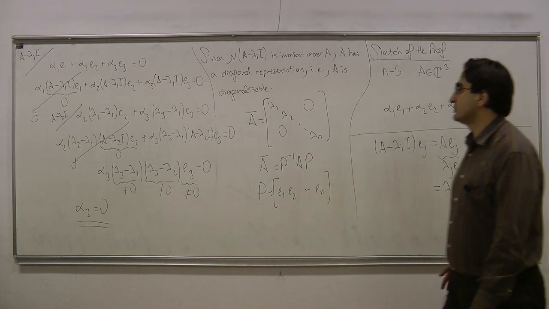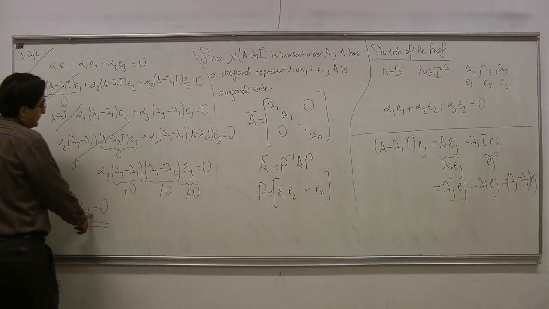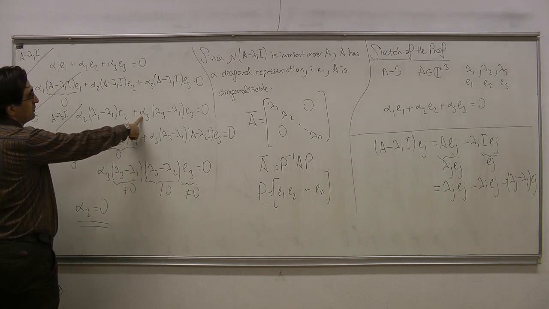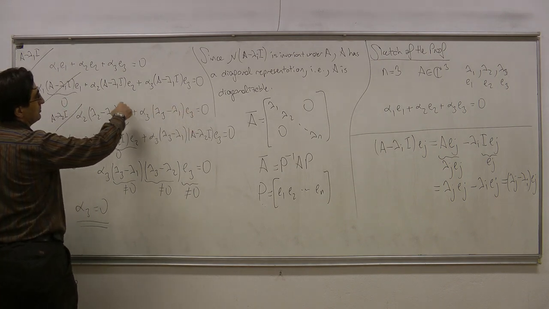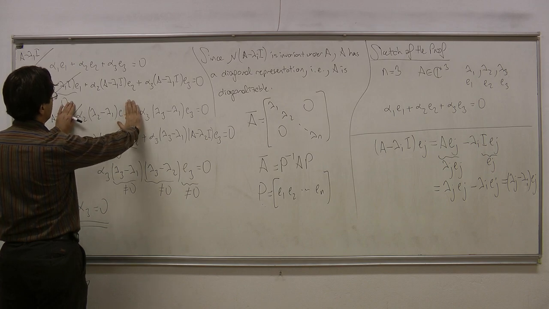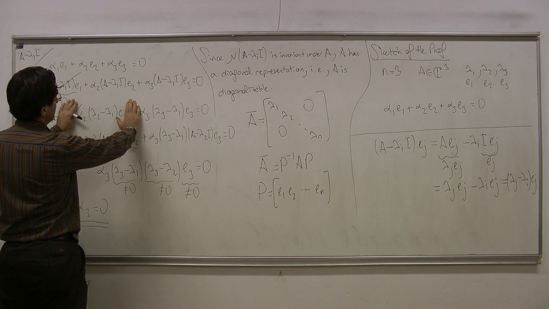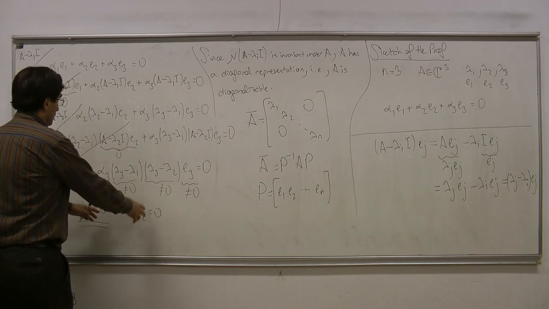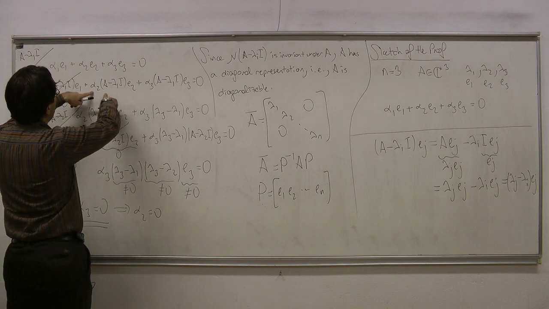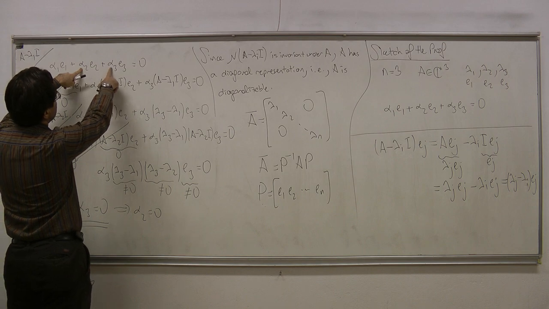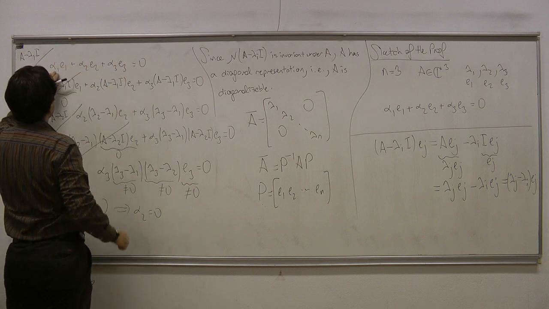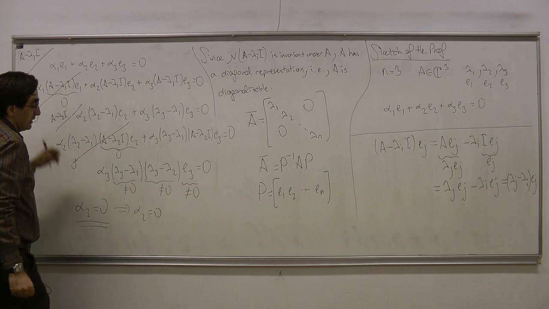And now what about the other ones? After obtaining alpha 3 is equal to 0, I can go back to one of the earlier equations here. So I can substitute alpha 3 is equal to 0, then this term is going to disappear, and this term should be equal to 0. Eigenvector is non-zero, E2 is non-zero, and this difference of eigenvalues is non-zero, so alpha 2 should be equal to 0. And then I'm going to go back one equation more, and then I would substitute alpha 2, alpha 3 is equal to 0. Then I need to have alpha 1 times E1 equals to 0. But that means that alpha 1 should be equal to 0 because E1 is a non-zero vector.